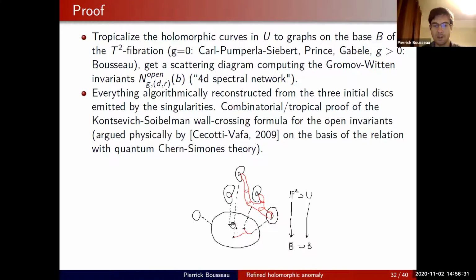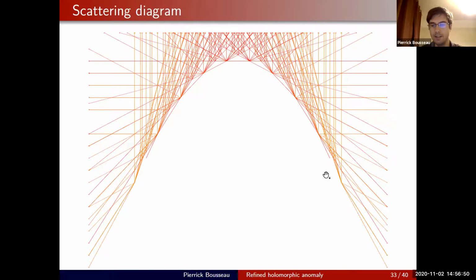And then what I'm going to draw: I'm going to remove the small disk in the middle, near the orbifold point. I get an annulus, and I take the universal cover of that. When I do that, my three singularities will lift to infinitely many singularities, which are placed on this parabola here. So this picture is a drawing of all possible projections, in some appropriate tropical limit, of all possible holomorphic curves in the T2 fibrations.